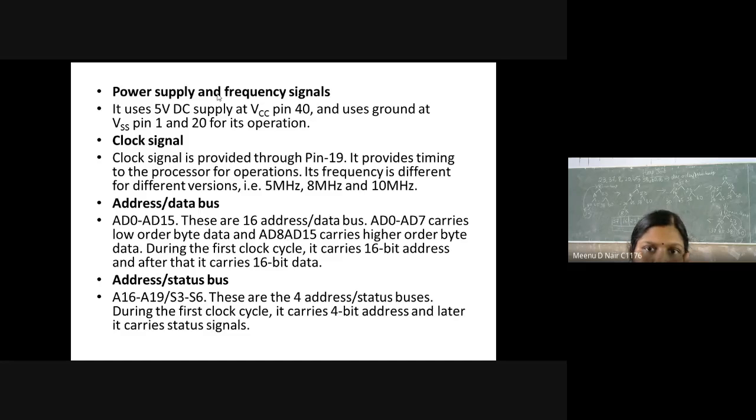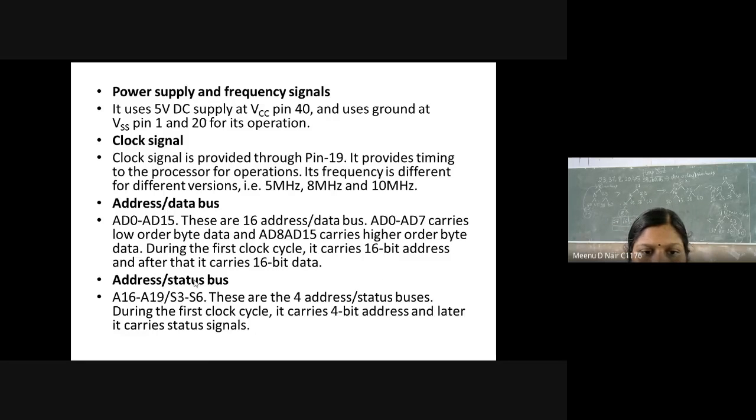The first one is power supply as well as frequency signal. You give a 5-volt DC supply to the VCC pin and use ground at the VSS pins 1 and 20 for its operation. The clock signal is 5 megahertz, 8 megahertz, 10 megahertz, which we have already seen in the features of the 8086. Address bus and data bus are the 16-bit address or data bus: AD0 to AD7 carries lower order byte data, and AD8 to AD15 carries higher order byte data. During the first clock cycle, it carries the 16-bit address, and after that it carries 16-bit data, right? That also we have seen.